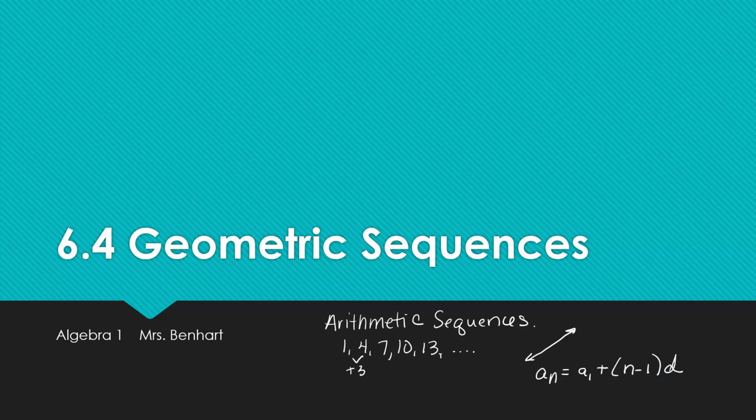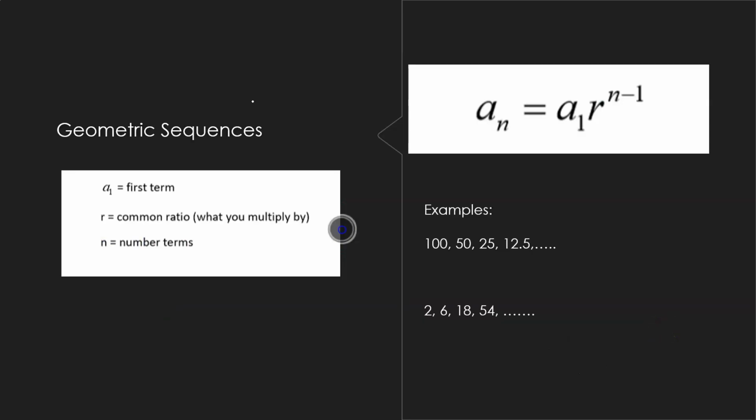Today we're going to talk about geometric sequences. They end up as functions like that that rise steeply and quickly. The equation for those is a sub n equals the first term times the common ratio, that's what the terms are multiplied or divided by to get to the next term, to the n minus 1 power, so the number of the term minus 1. So again, a sub 1 is the first term, r is the common ratio, or what you multiply by, and n is the number of terms.